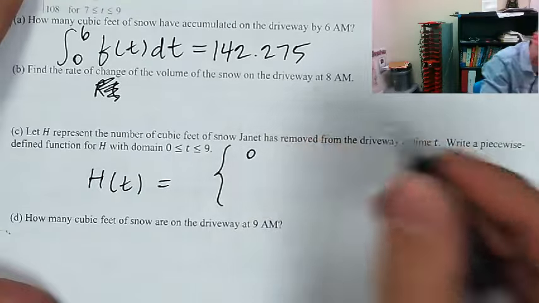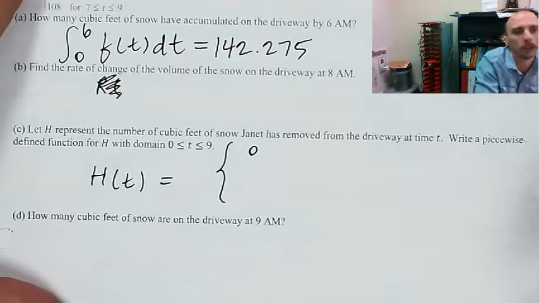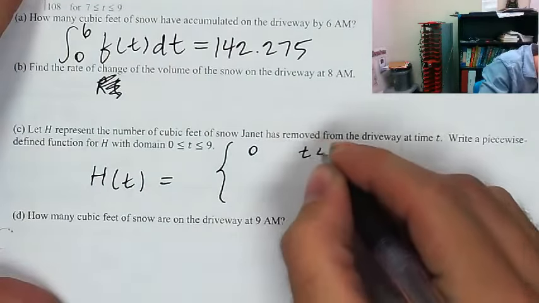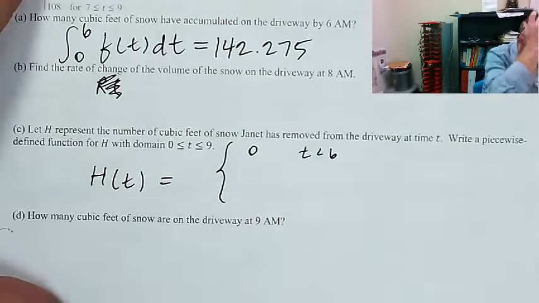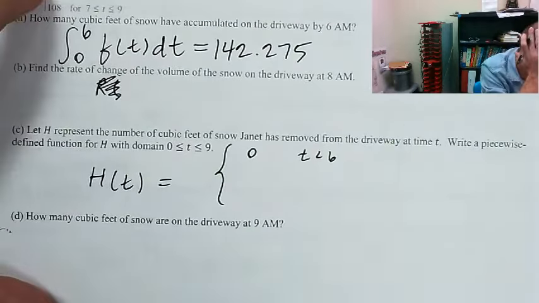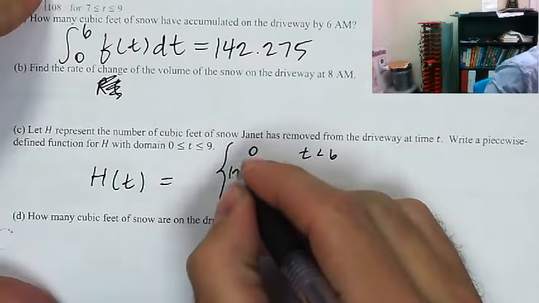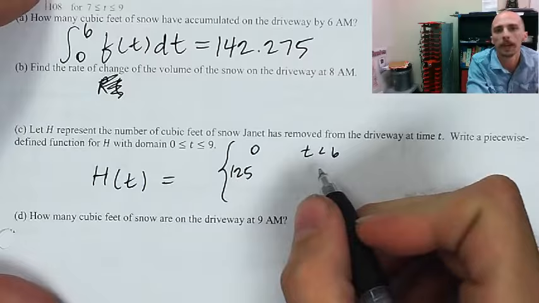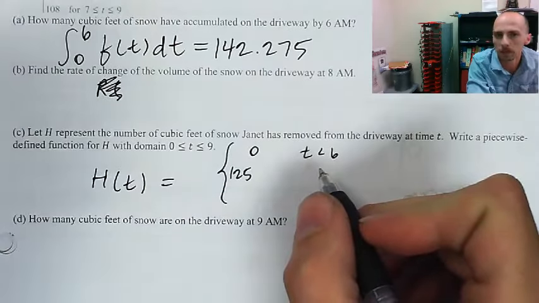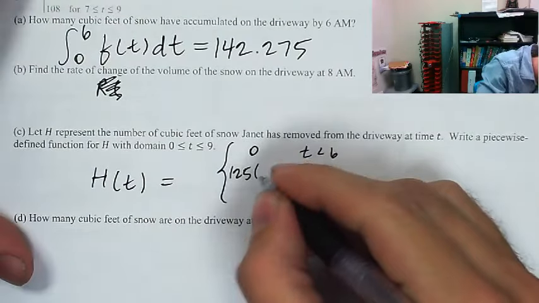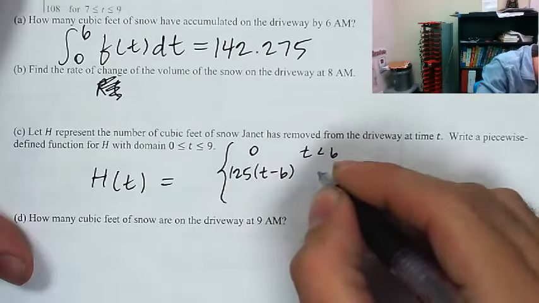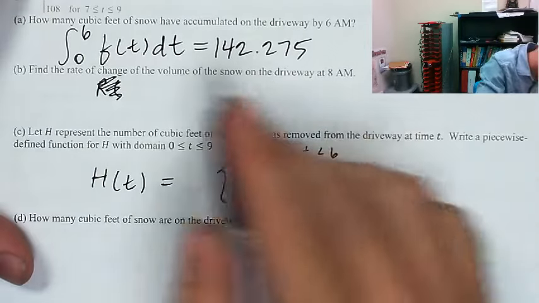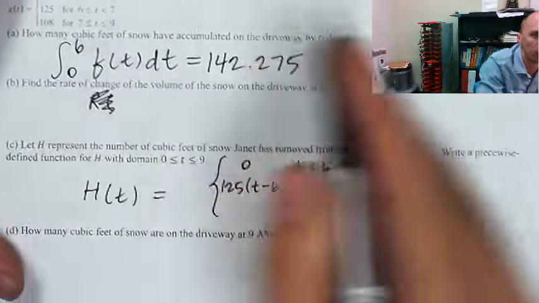first part of it's going to be easy because she's not out there removing snow until t equals 6. So where t is less than 6, I'm going to say the amount of snow removed is 0 because she hadn't even started. And then it's going to be 125, and you would think it would be like 125t, right? But then it has to be 0 when t equals 6. So what I'm going to do is I'm going to say t minus 6, right? So for 6 is less than t is less than 7.